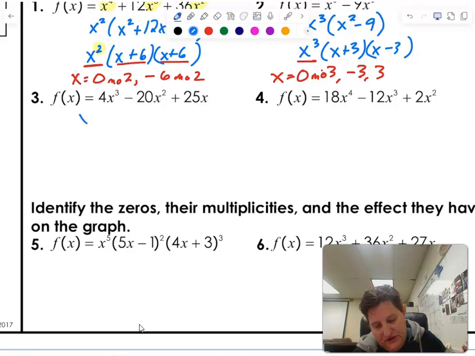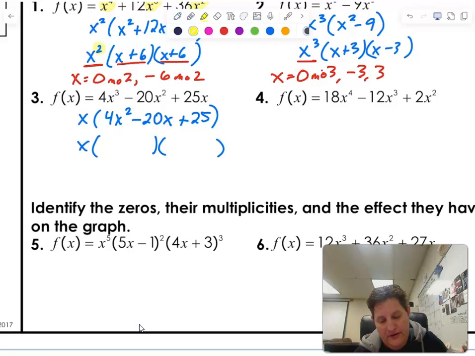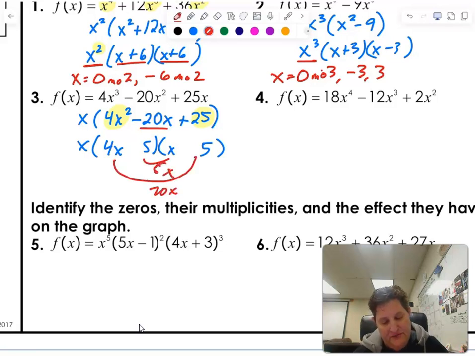Next, this one has just a GCF of x. And then I have to factor this. Remember the way that you do this when there's a number in front. You can either do 4x and 1x or 2x and 2x. You got to decide. And then for 25, we can do 5 and 5, 1 and 25. Now, the key is I'm going to do it the wrong way first, just so you guys can see it. The outside and the inside have to add up to make the middle.